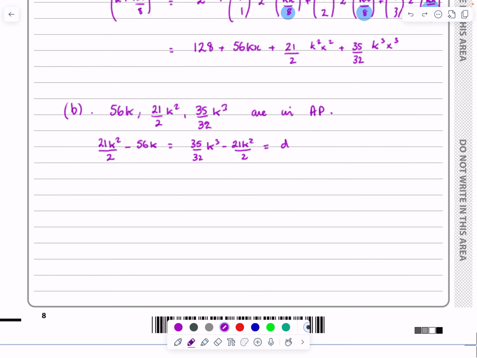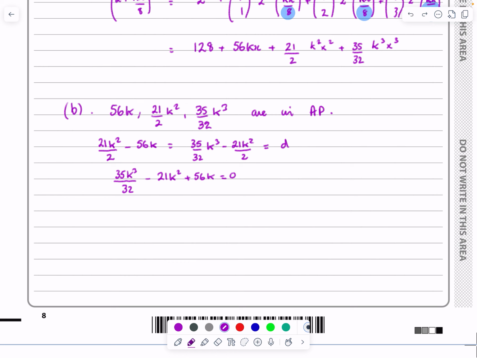So if we've got that situation, let's get everything onto one side. It looks horrible, but it'll work out. No worries about that. I've got 35k cubed over 32 minus 21k squared. Then you've got 2 over 2 twice. Plus 56k is equal to 0. I've just taken everything over to that side. Right, we can see that k comes out as a factor.